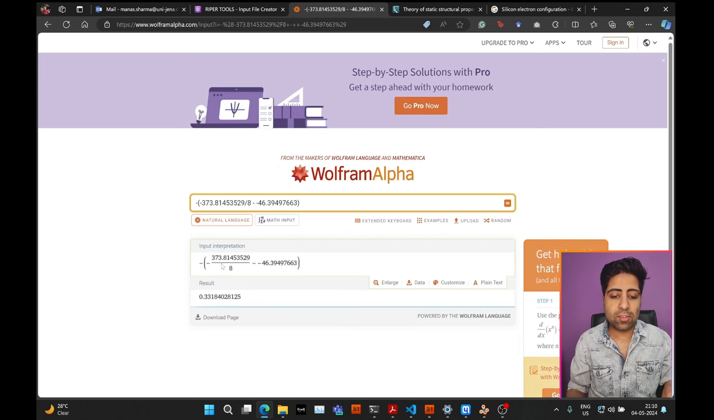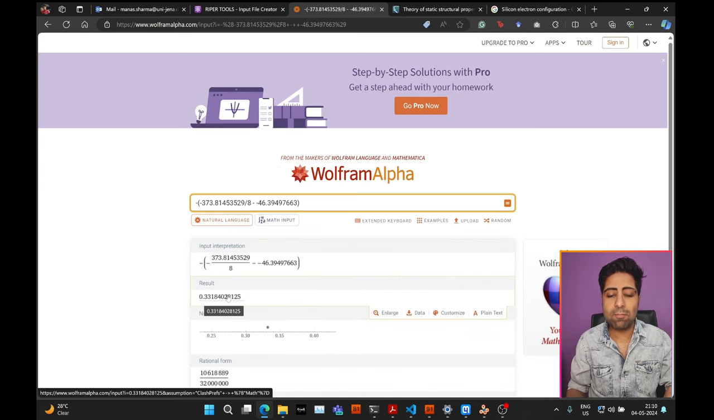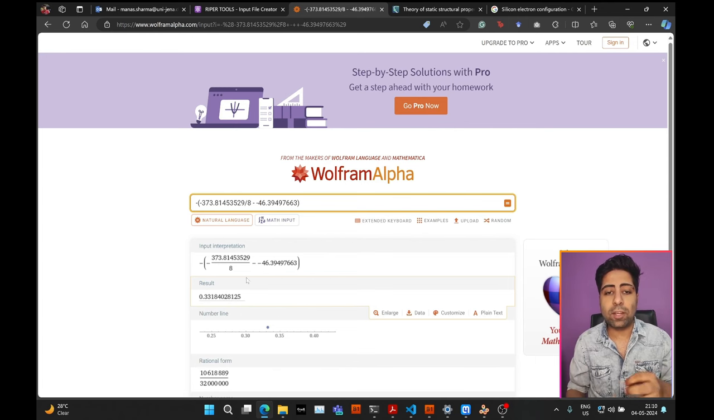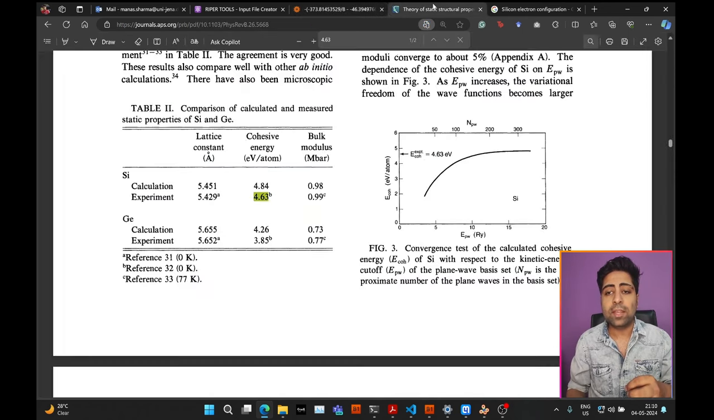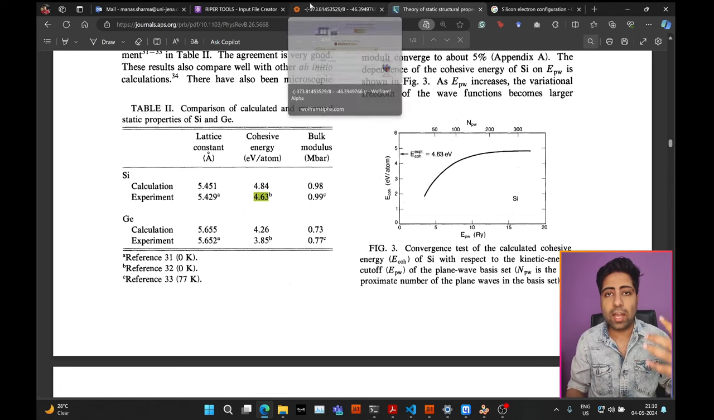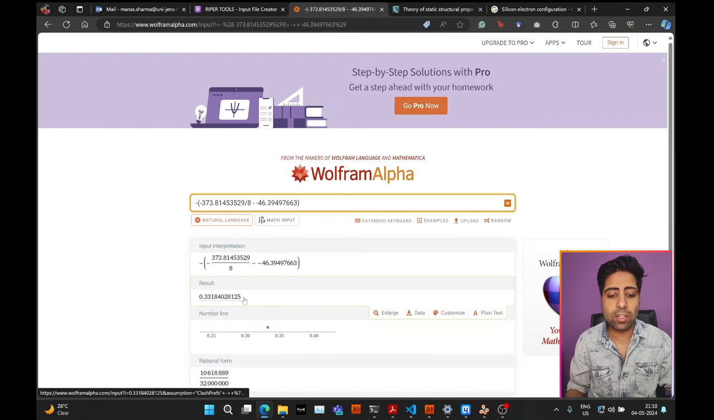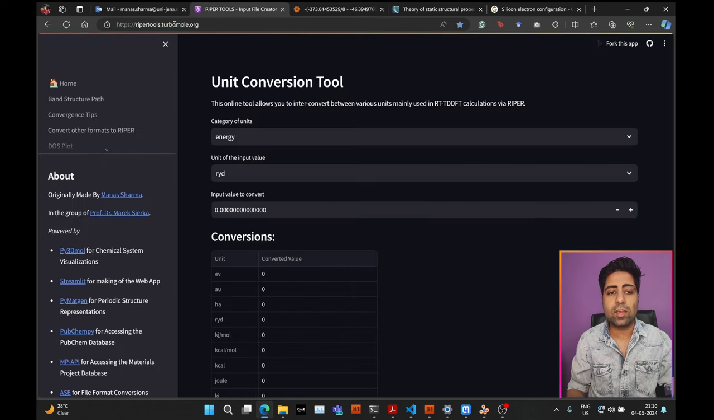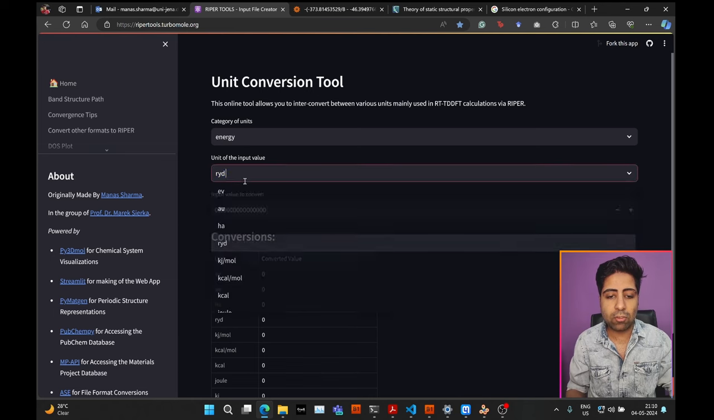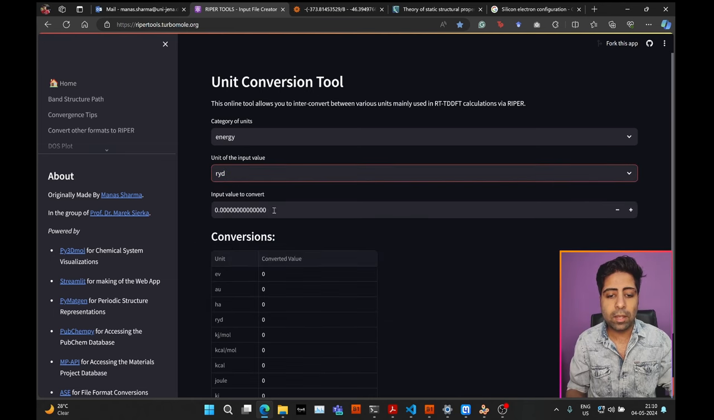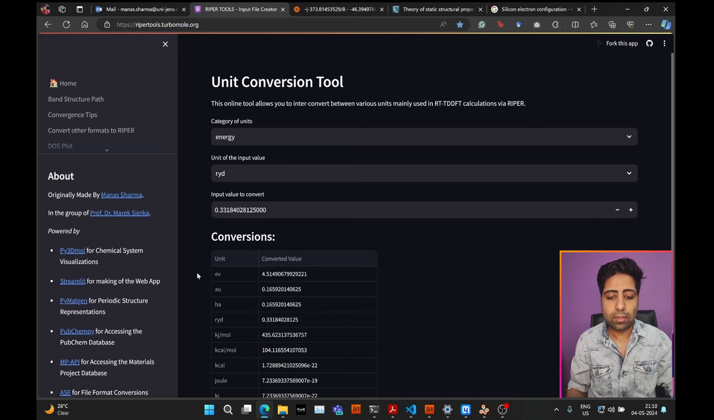Now this is your cohesive energy per atom, but in Rydbergs. And what we are trying to do in this tutorial is reproduce an experimental value of 4.63 electron volts per atom. So let's see how close this is. Let's convert this value in Rydberg to electron volts, and for this I will use this web app that I have developed. I'll leave the link to it in the description down below, and I'll set the unit of the input value to Rydberg and paste in this value, and here it is.